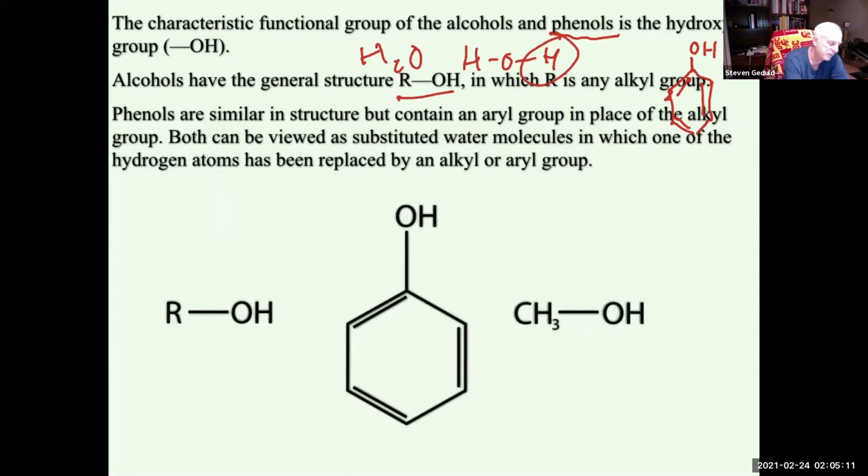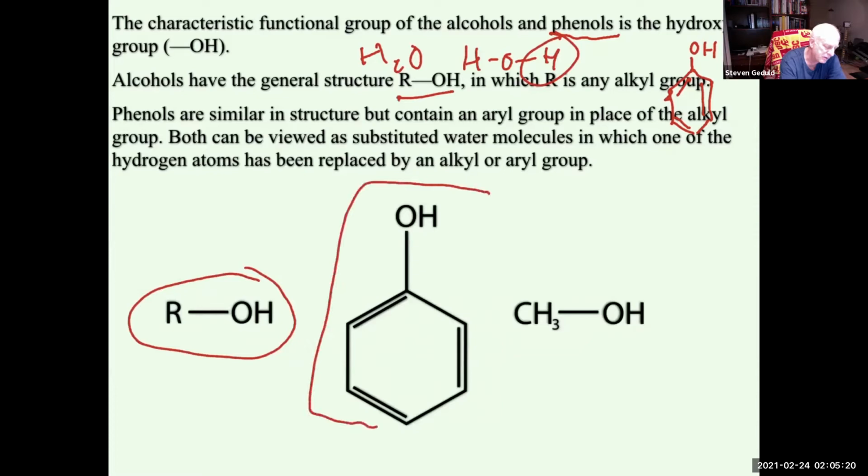So here is your functional group for alcohols, ROH. This is a similar group. This is a phenol. Again, R is just replaced by a benzene ring. And our R group here is CH3. So CH3 is one carbon.